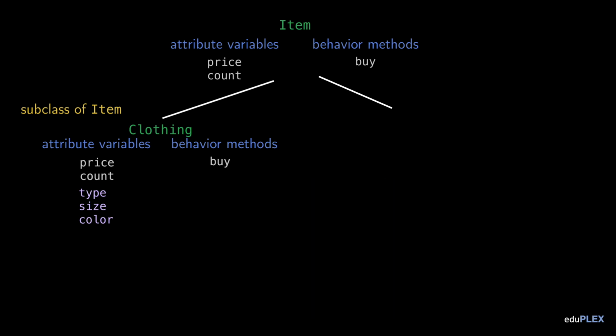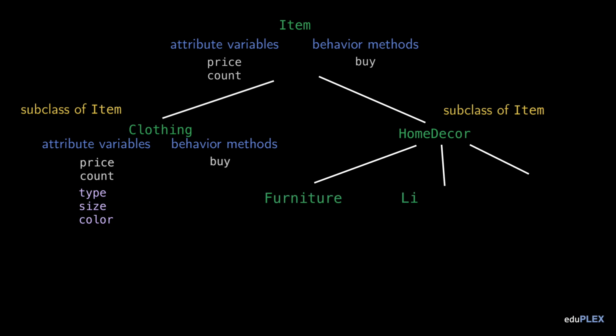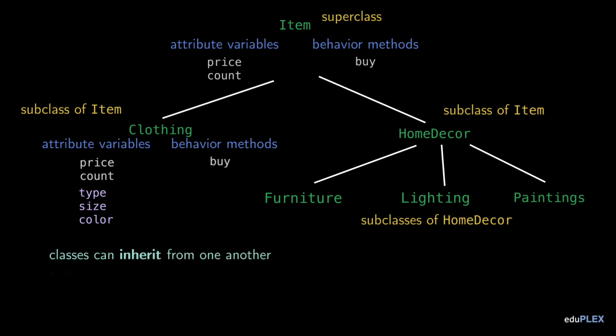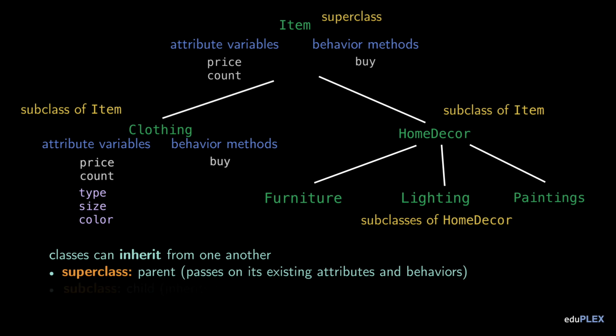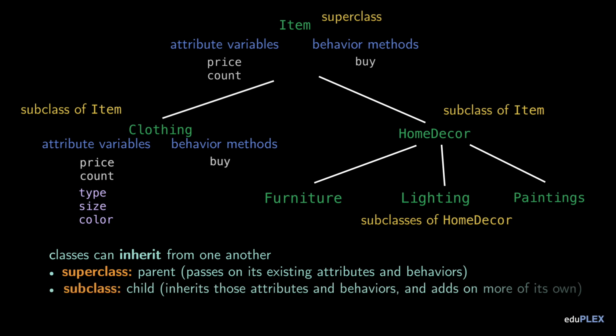Similarly, I could have another class called home decor for things like furniture and paintings. If I wanted to go even more specific, home decor could have its own subclasses like furniture, lighting, paintings, and so on. Classes can inherit from one another. The superclass is like the parent, passing on its own existing attributes and behaviors. The subclass is like the child, which takes those attributes and behaviors and adds on more of its own. We'll get into the specifics of this later, but just keep in mind that classes can be derived from other classes. This is useful because we're increasing the reusability of our code. Instead of building things from scratch, we're building from existing classes.